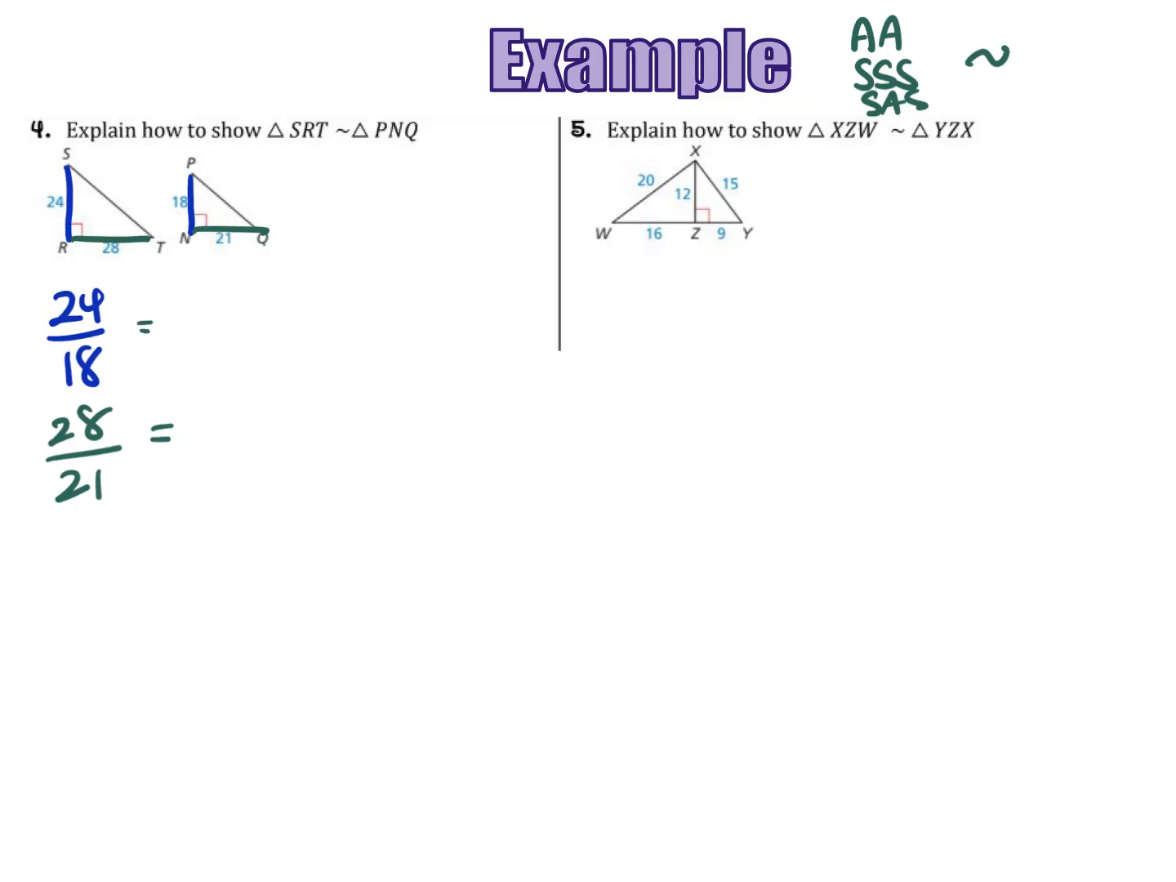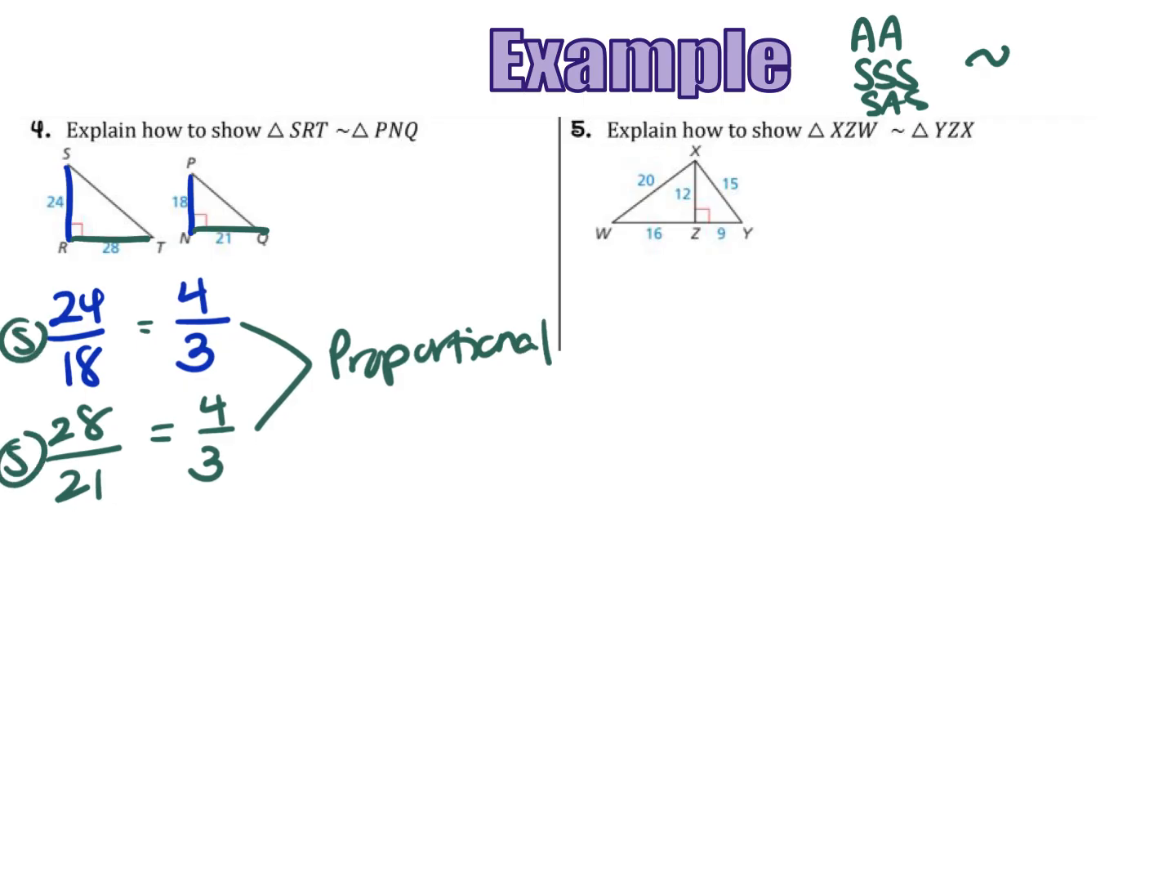So 24 and 18 are both divisible by 6. If I divide 24 by 6, I get 4. If I divide 18 by 6, I get 3. 21 and 28 are both divisible by 7. If I divide them both by 7, 28 over 21 becomes 4 over 3. So we have just established the 2 sets of sides that we need to be proportional.